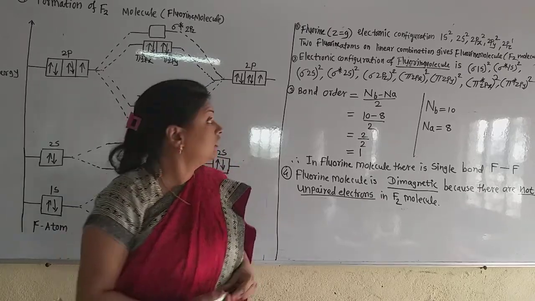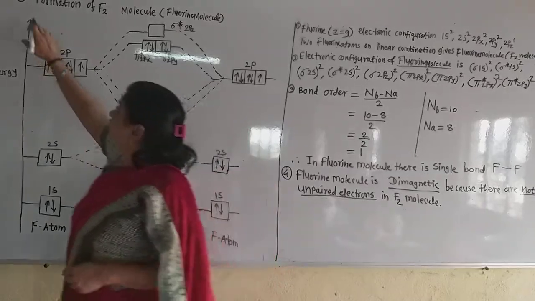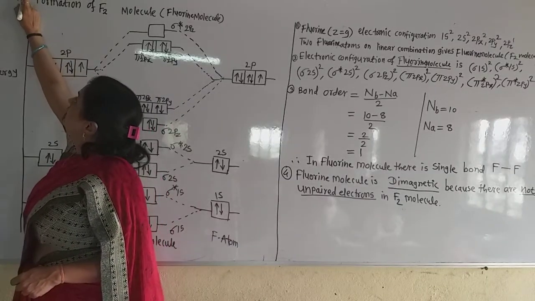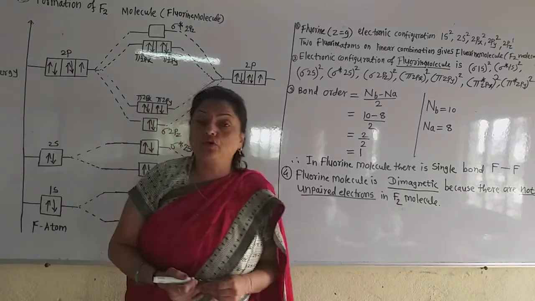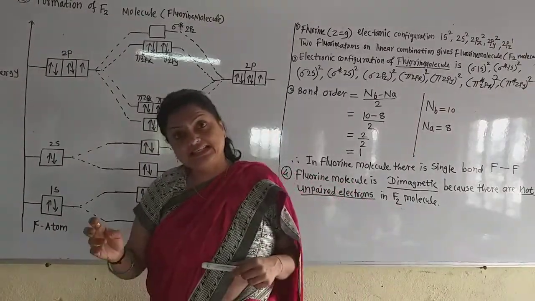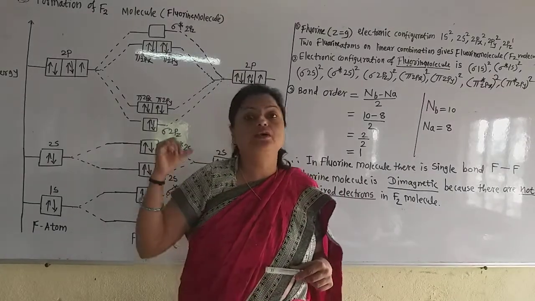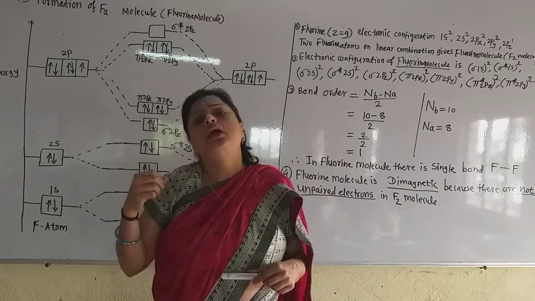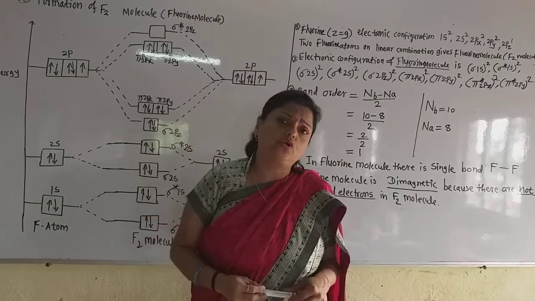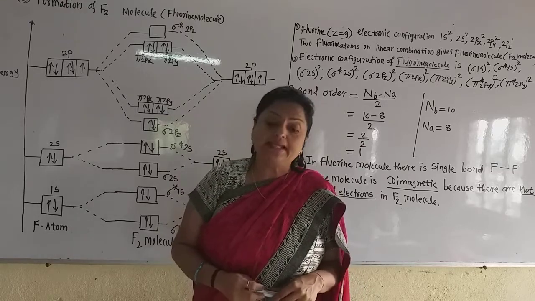Now these are the 5 molecules for our study of the formation of molecular orbitals. Out of them, first is hydrogen, second is lithium, third is the nitrogen molecule, fourth is oxygen, and fifth is the fluorine molecule. Any molecular orbital configuration and molecular orbital diagram may be asked in the examination.